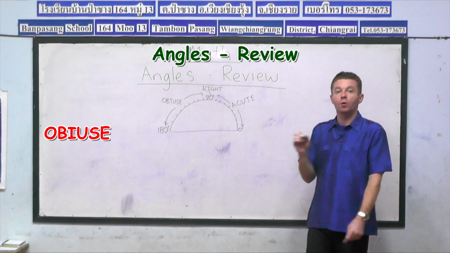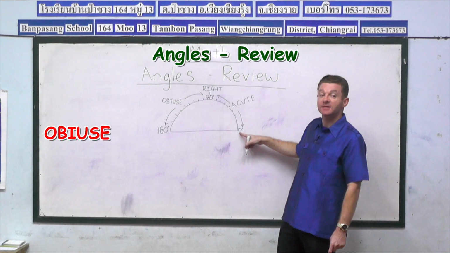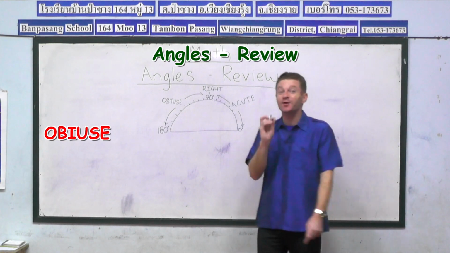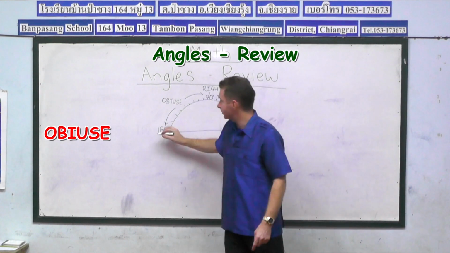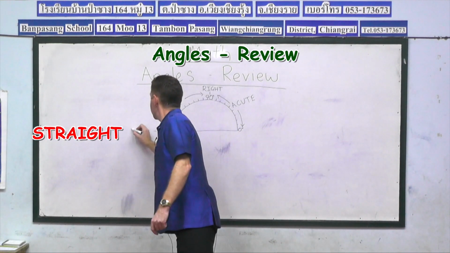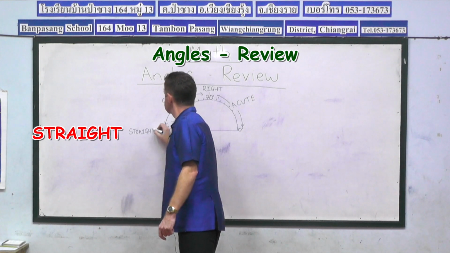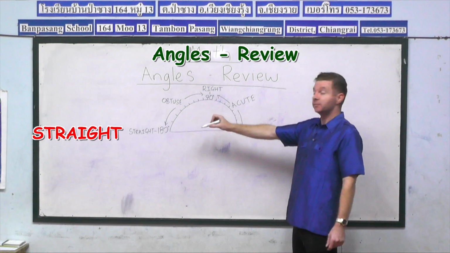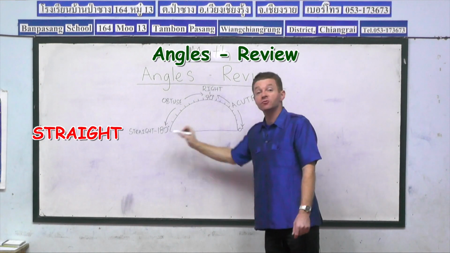But then, when we reach 180 degrees, can anybody remember what this angle is? That's a straight line. Straight angle, yes, the clue is in the name. The right angle is always 90 degrees. The straight angle is always 180 degrees. S-T-R-A-I-G-H-T. Excellent, guys. So we've gone from 0 degrees to 180 with the acute angles, the right angle, the obtuse angle, and the straight angle.